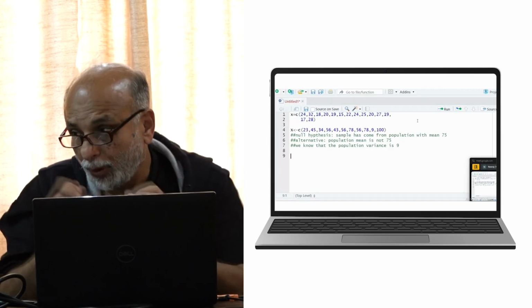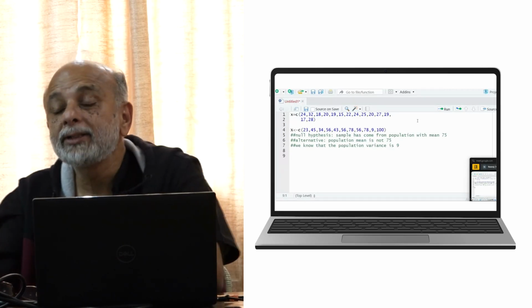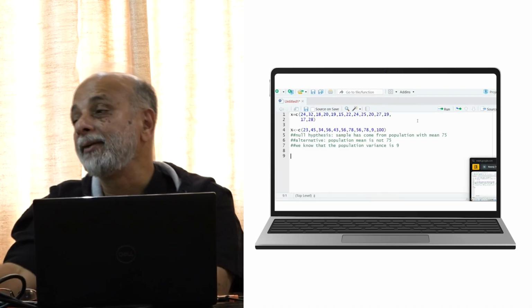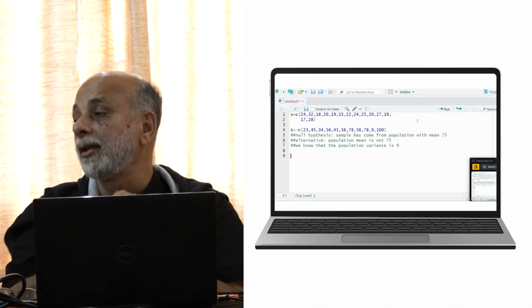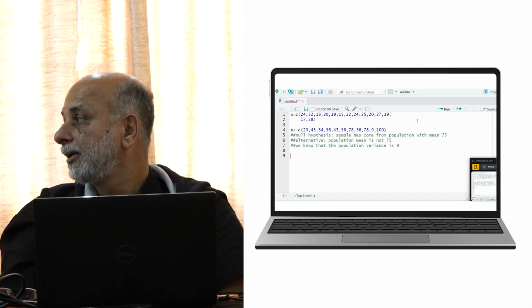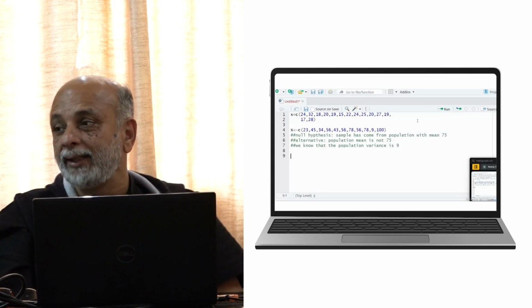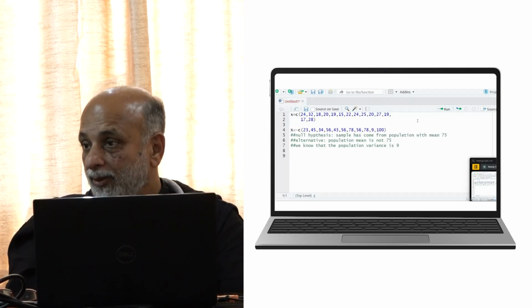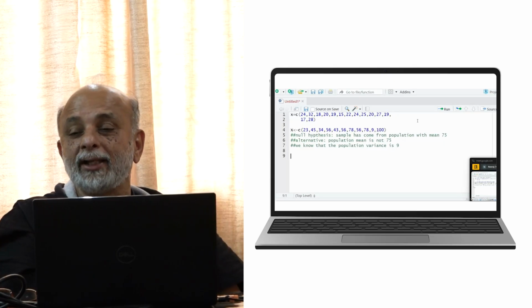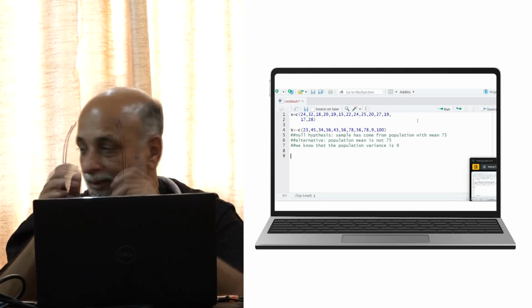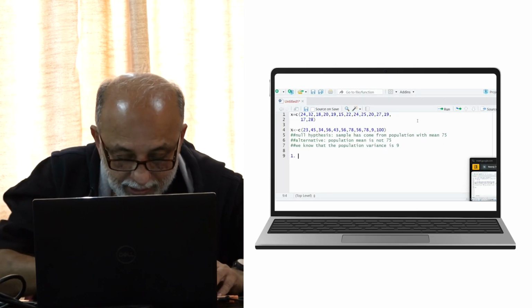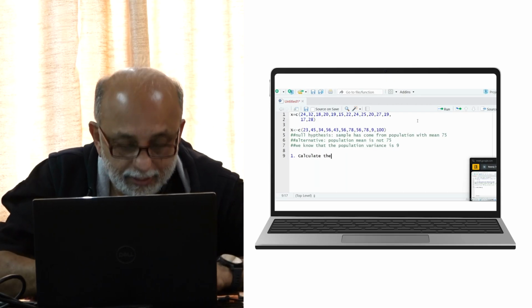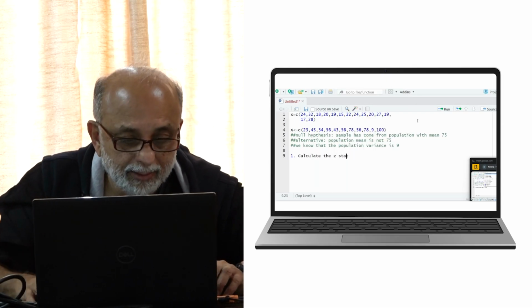You have to tell me the maximum probability of type 1 error if you reject this null hypothesis. That is the p-value. So what is the first thing that you do? Calculate the z value. First, calculate the z stat.